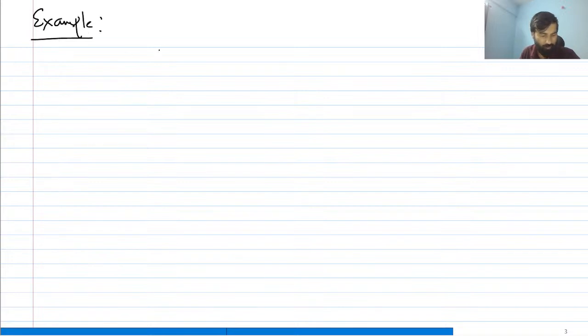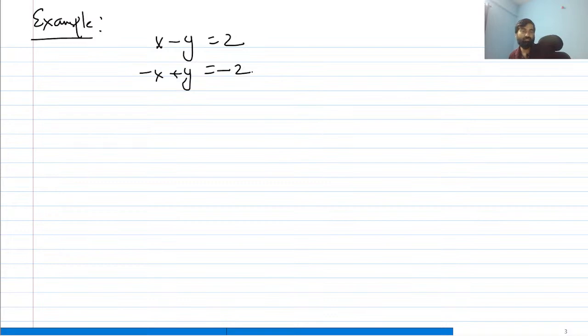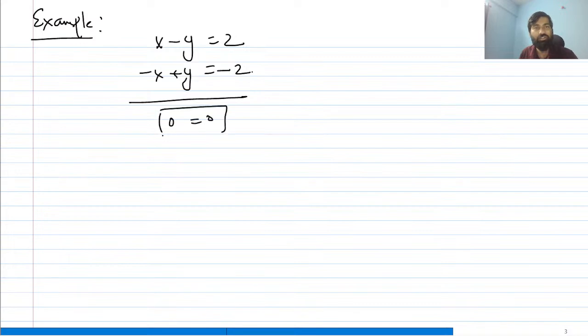So suppose we have got x minus y equal to 2 and minus x plus y equal to minus 2. So you see both equations are consistent. Number of equations and number of variables are the same here, right? And consistency is there. First of all, you see, if you add these two, you will get 0 equal to 0. If you add these two, 0 equal to 0 means it is consistent.